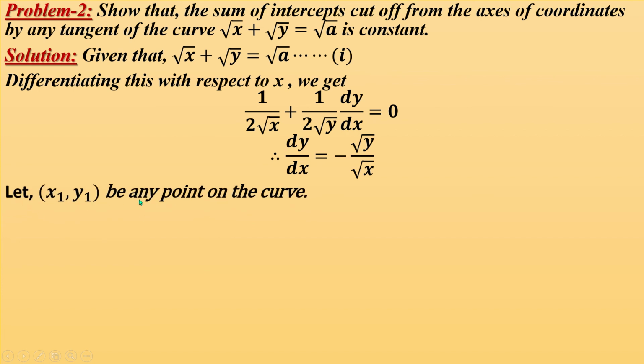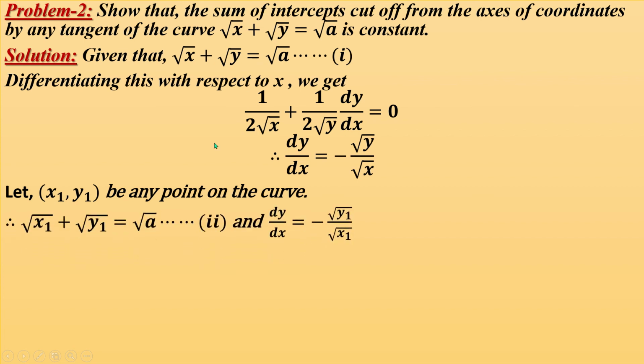Let (x1, y1) be any point on the curve. As a result, equation 1 will be square root of x1 plus square root of y1 equals square root of a. And the derivative of y with respect to x will be minus square root of y1 over square root of x1.